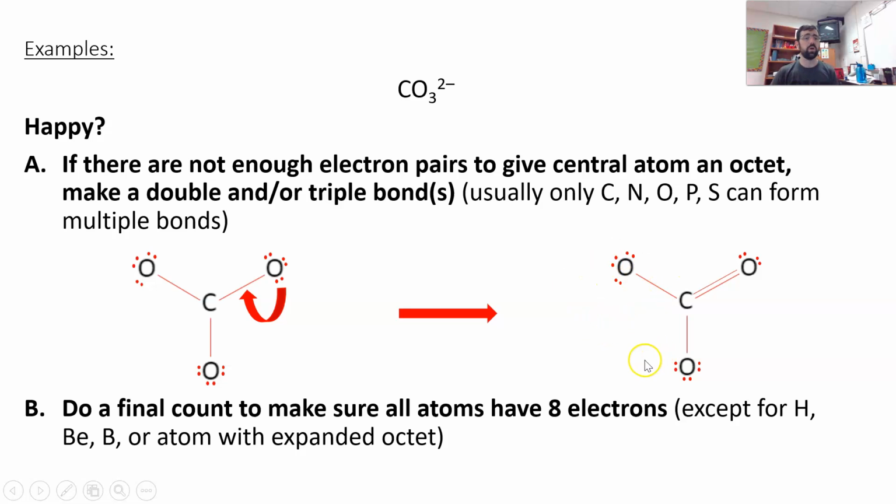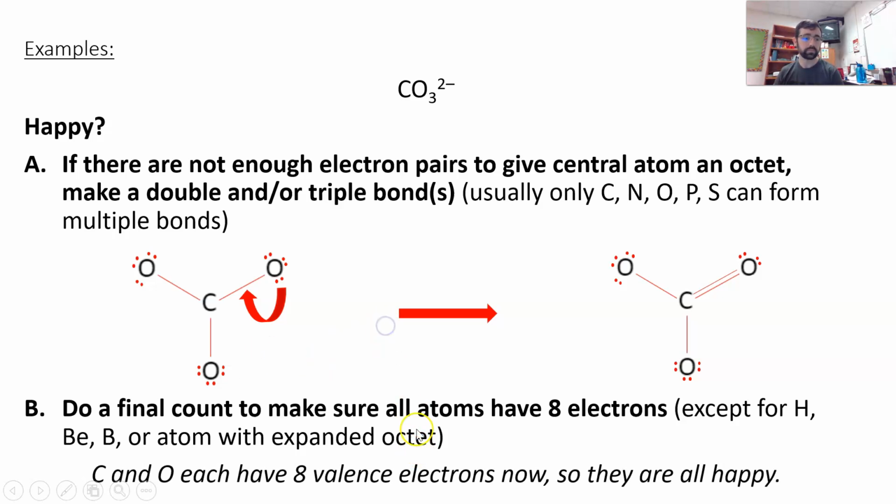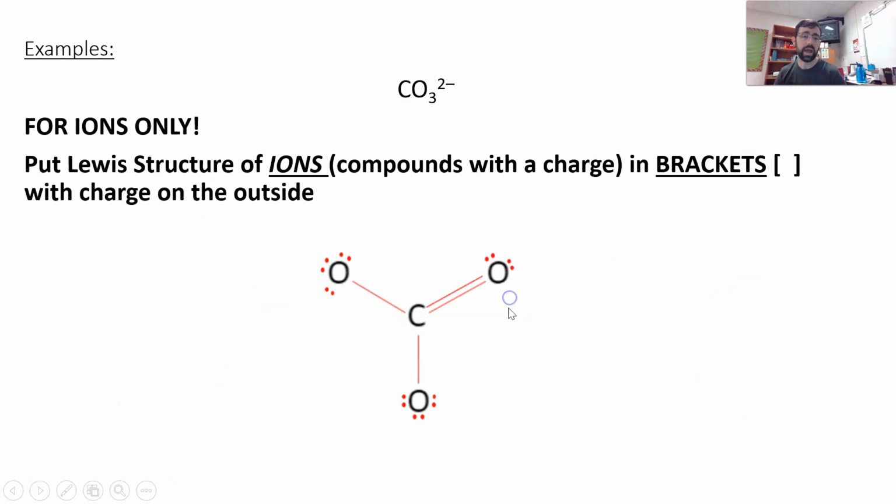Okay, you may be wondering, what if I decided that I was going to grab electrons from this oxygen or this oxygen? Does it matter which one I get the electrons from? The answer is no, it does not matter. In fact, we'll talk about this later. That's called resonance, when you have more than one place you could get electrons from. Carbon and oxygen each have 8 valence electrons now, so they're all happy.